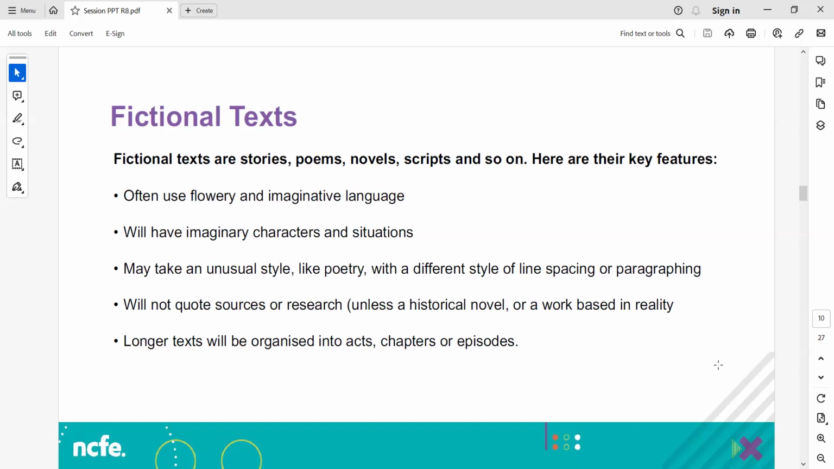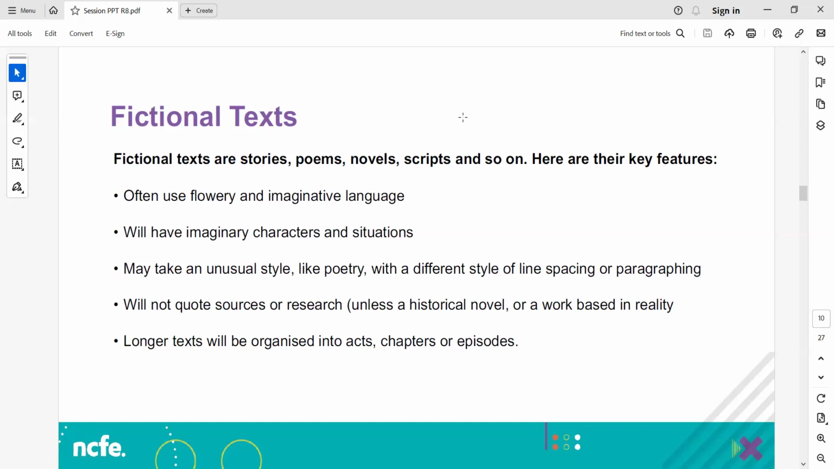It won't quote sources or research, unless sometimes in a historical novel it might refer to a source or a work based in reality, something like a scientific discovery. But generally it would not quote sources or research. And longer texts, such as a novel, would be organised into acts, chapters, or episodes.